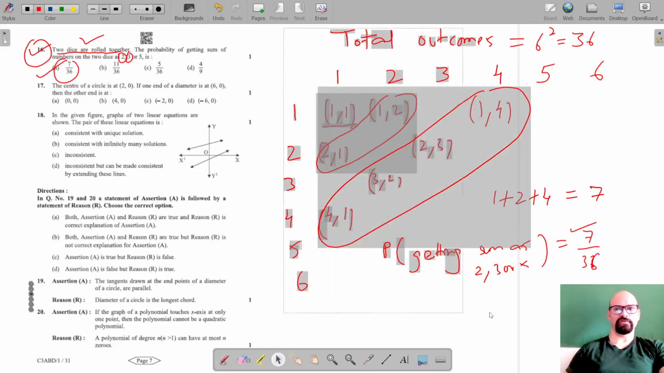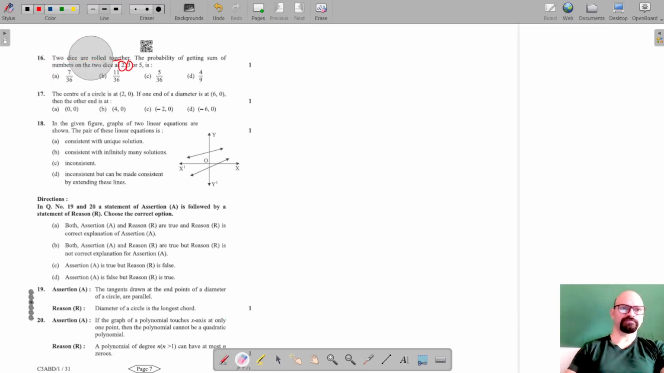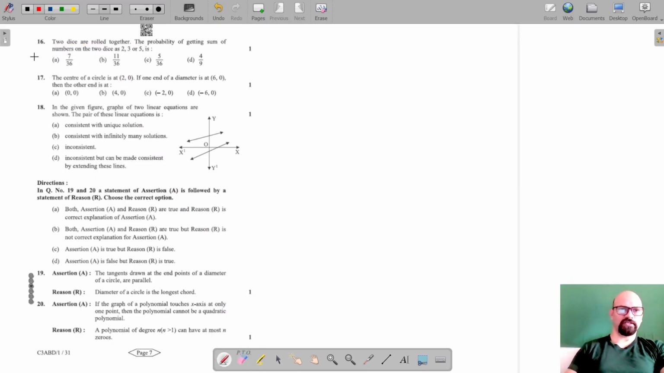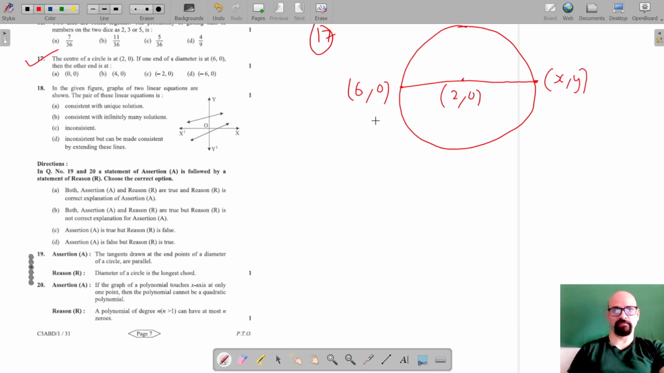And let's move on to question number 17. For question number 17, it's given that the center of a circle is at 2 comma 0. Let's say this is a circle with this diameter, and the center is 2 comma 0, and one end is at 6 comma 0. We have to find the other end. So let's say the other end has coordinates x comma y.